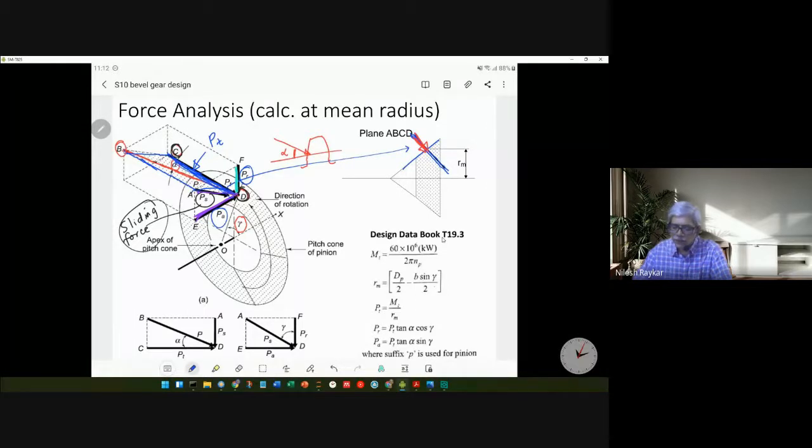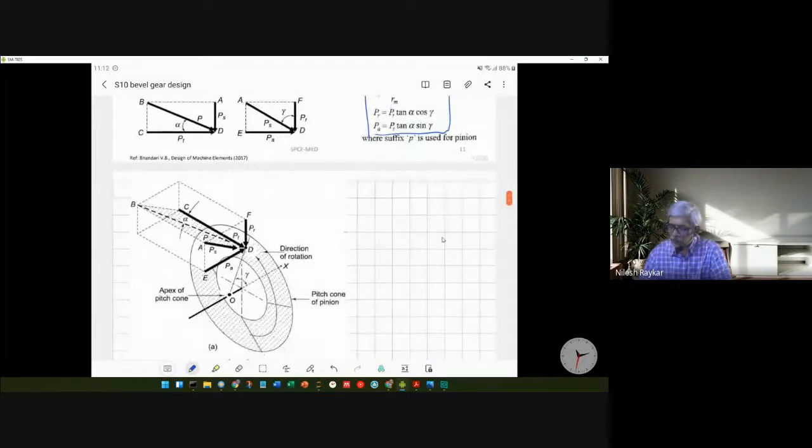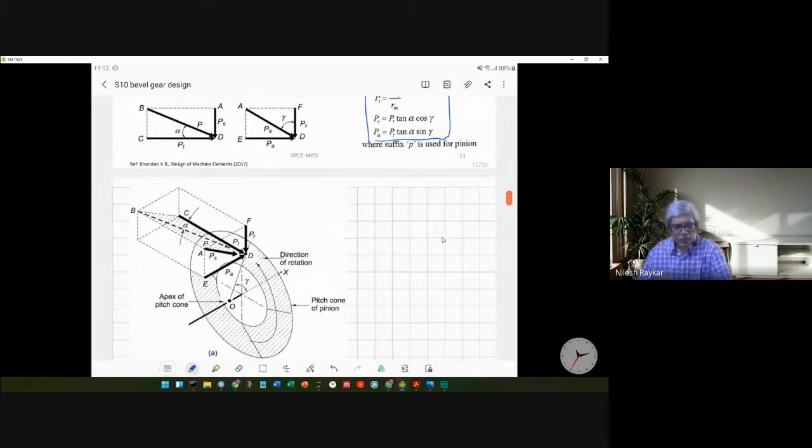So we'll start with the net force P and resolve that force first into PT and PS, and PS will be resolved into PA and PR. So everything will get expressed in terms of P, and then we can take ratios and find out the relationship between the different forces. Those relations are given here in the design data book. We'll quickly derive them now. Okay, so let's start deriving them.